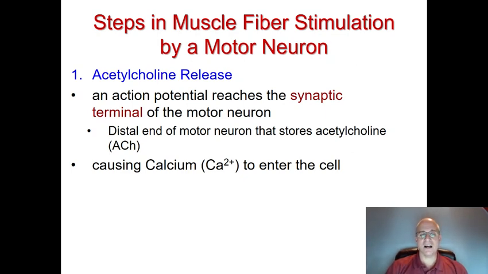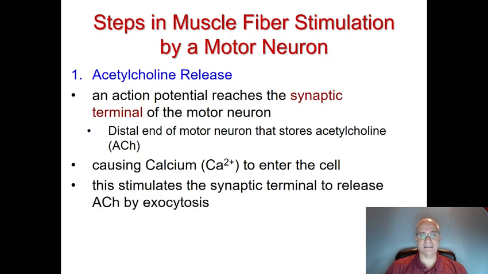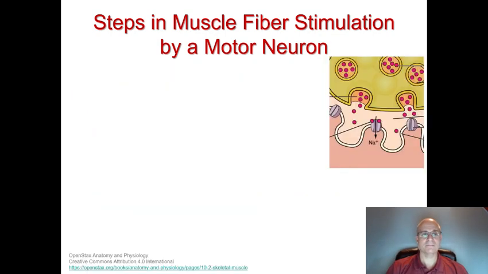The influx of positively charged calcium ions is what's going to stimulate the synaptic terminal to release the acetylcholine from the vesicles using exocytosis. And hopefully you remember exocytosis is the process for a cell to burn a little ATP in order to release something from the cell. That's step 1. Step 2 is activation of those acetylcholine receptors.